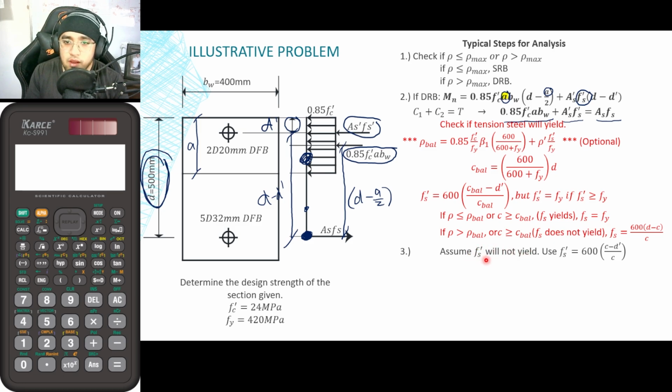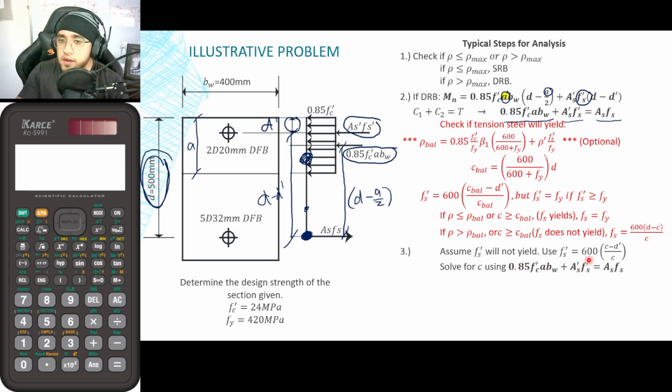So if it will not yield, the value of fs prime that I will be using is equal to 600 times (c minus d prime) all over c. This was already derived before. So once again, fs prime is equal to 600 times (c minus d prime) all over c. If you now substitute this equation into this particular equation, you can solve for the value of c. So once again, you can now solve for the value of c using this equation.